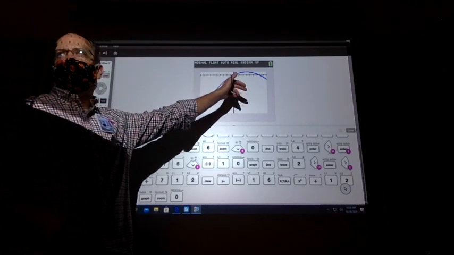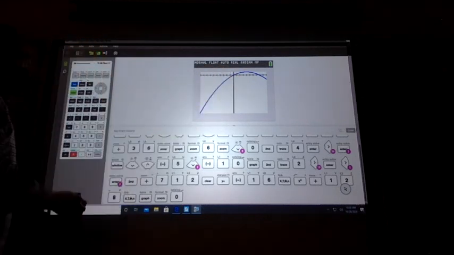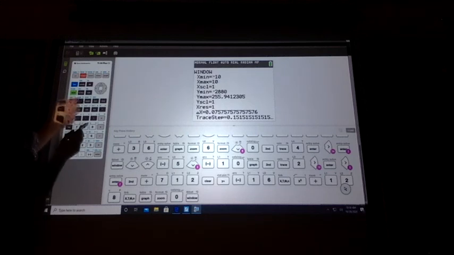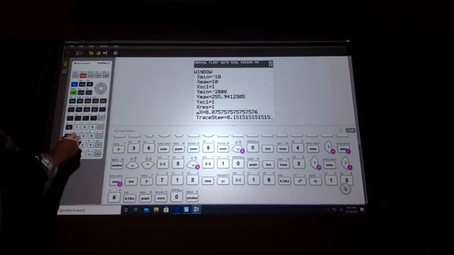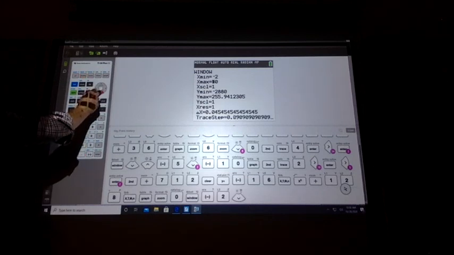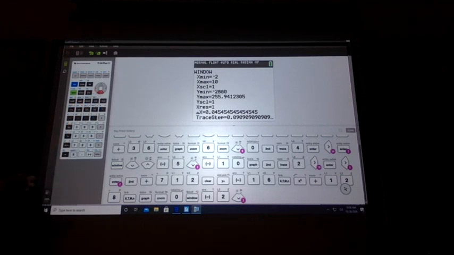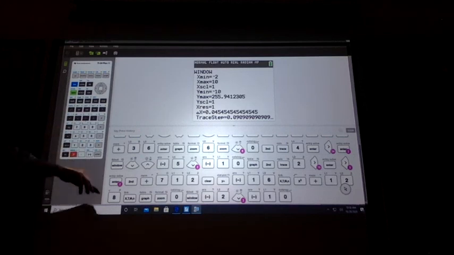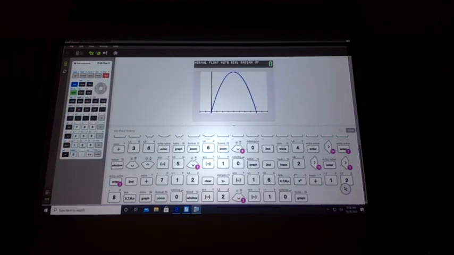I might want to change my window because I don't really care about the stuff that's way down low. So you go into window. X min, maybe we can change to like -2. X max looked fine. Y min I'm going to change to like -10. But 255 seems good for the max. If I do that, that's a really nice clean look at my parabola. So I changed the window. Can I see where it crosses the x-axis? Yes. Can I see the vertex? Yes.